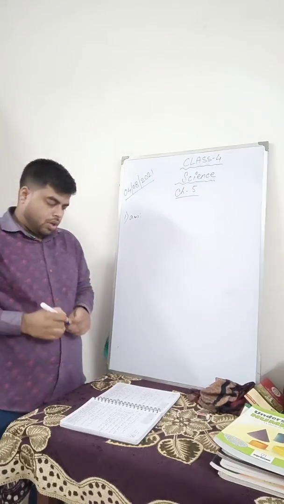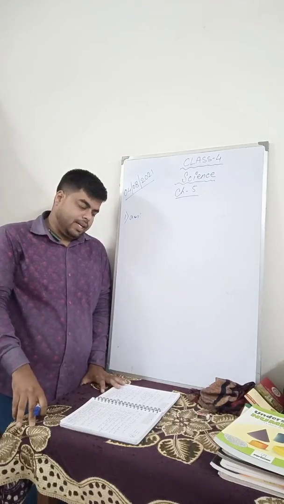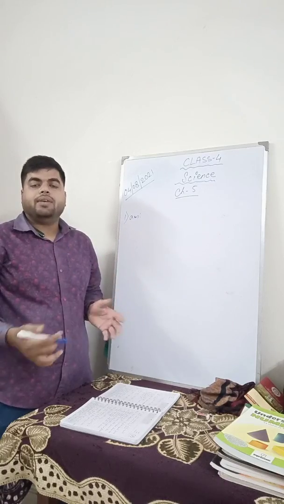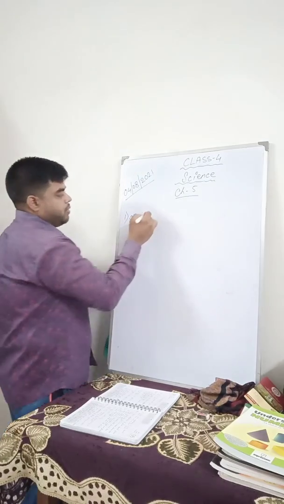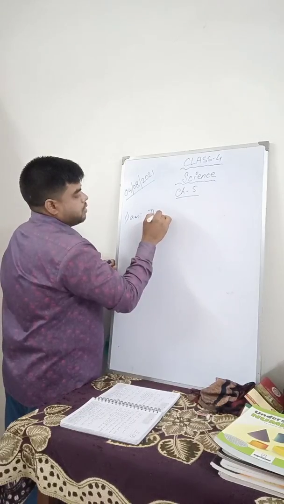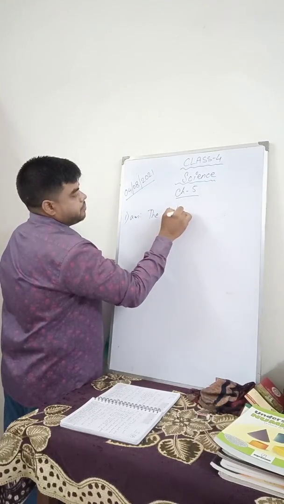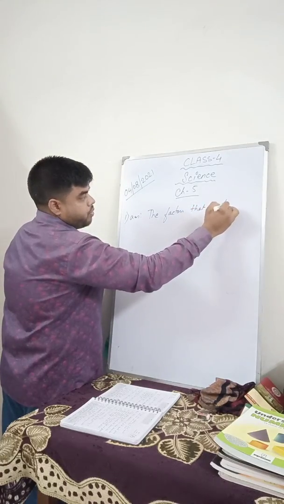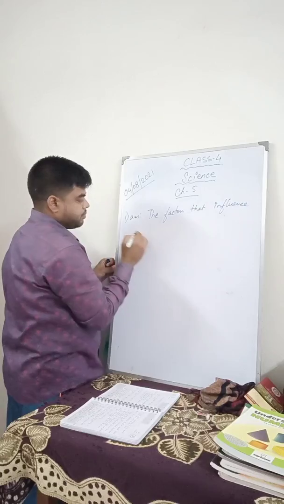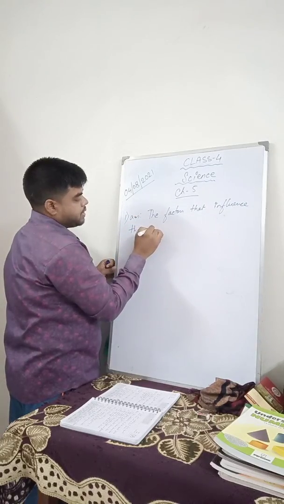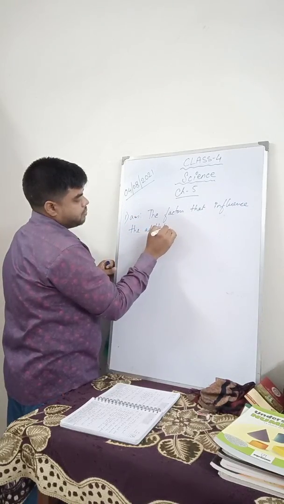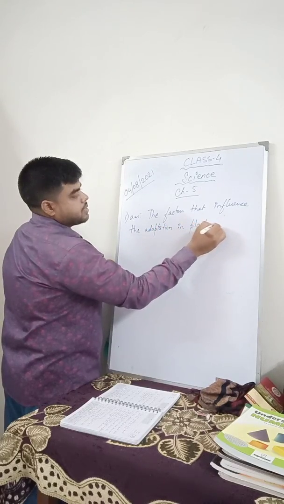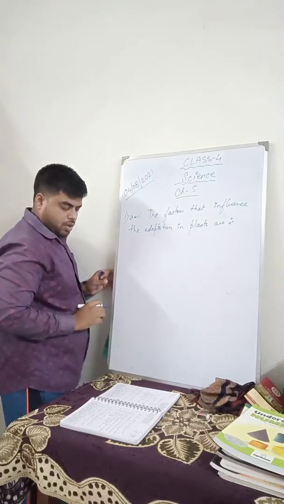So the first question, what are the factors that influence adaptation in plants? What are the things that actually have an effect in the adaptation? So we will write, the factors that influence the adaptation in plants are. So what are the factors?